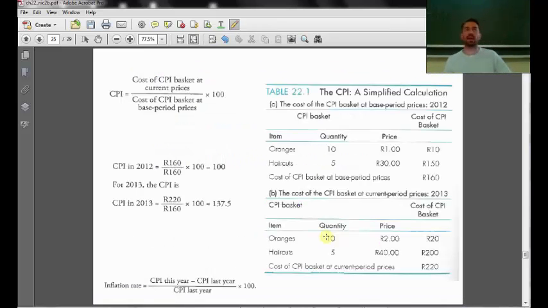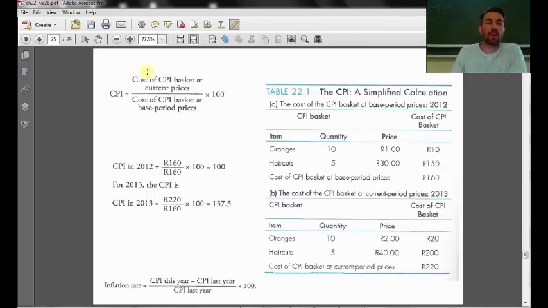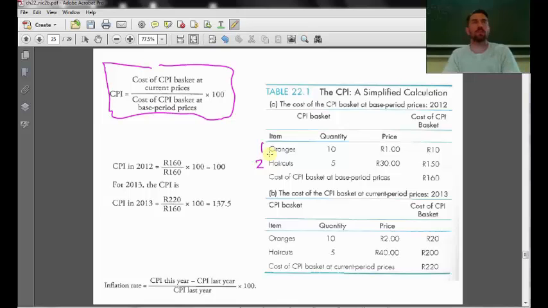So let's look at an example. If you've got a piece of paper and a pen, let's work through this together. So remember, here's our CPI equation. Okay? Here's the information we've been given. The CPI basket consists of oranges and haircuts. Okay? 1, 2. There are only 2 items in our CPI basket. There are a lot more in reality. And we're going to take the base period as being 2012. Okay?